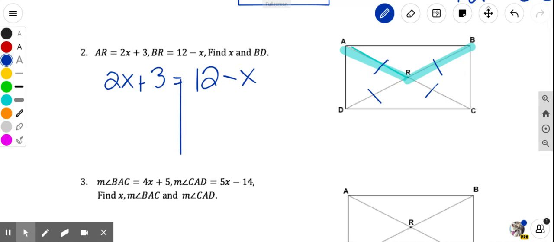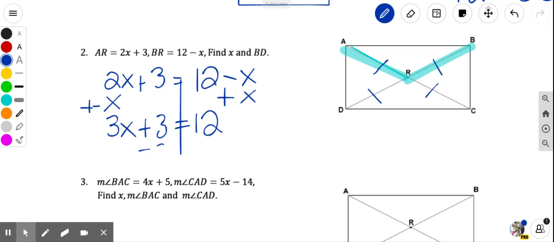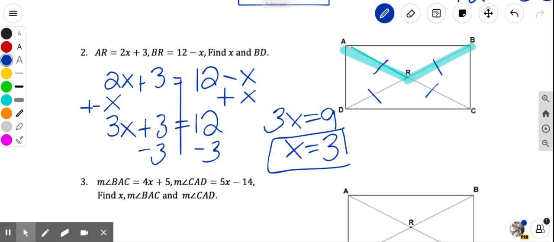Again, we want to get the x's on the same side, so I'm going to add x to both sides. So I have 3x plus 3 equals 12. Subtract 3. So 3x equals 9. Divide by 3 to get x is 3. Okay, this question is also asking us to find BD.